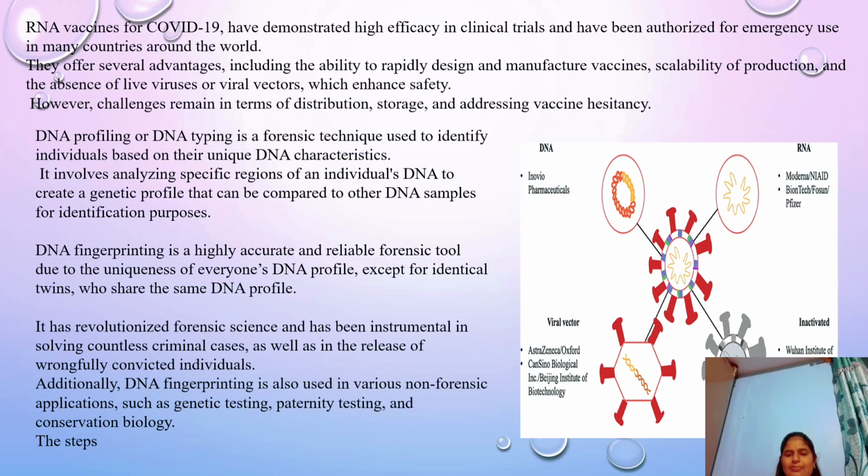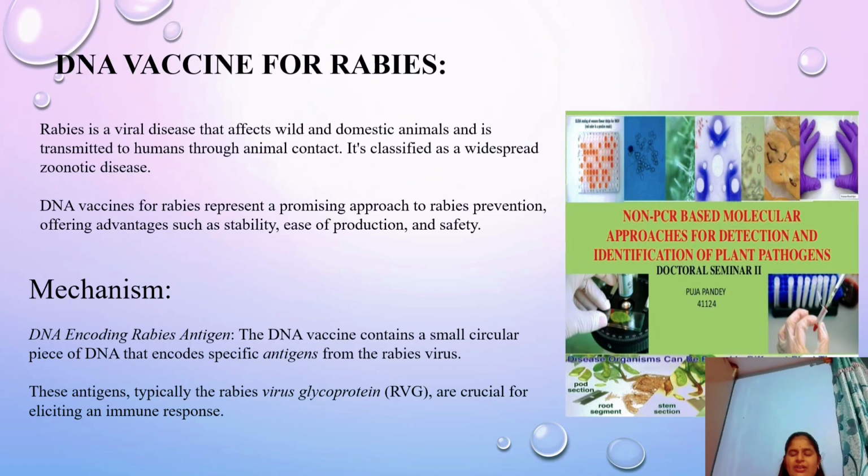Let's go to the next slide. The DNA vaccine for rabies. Rabies is a viral disease that affects wild and domestic animals, and it is transmitted to humans through animal contact. It is classified as a widespread zoonotic disease.